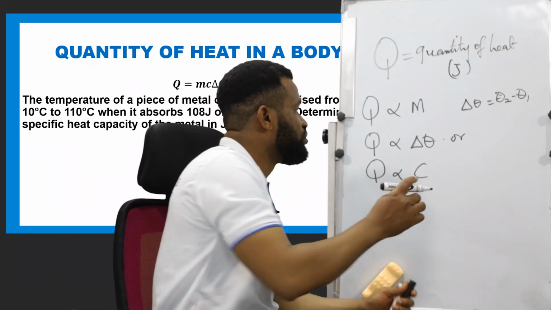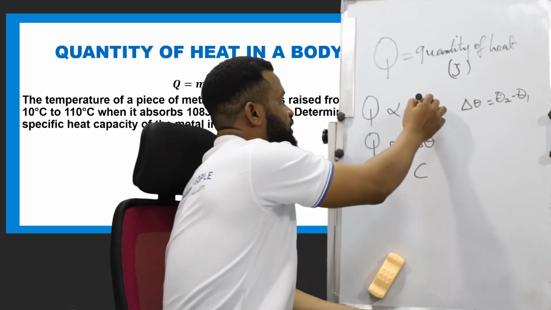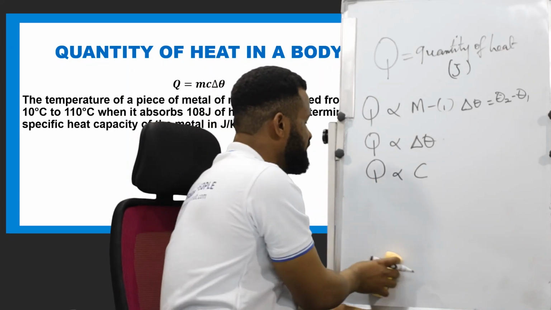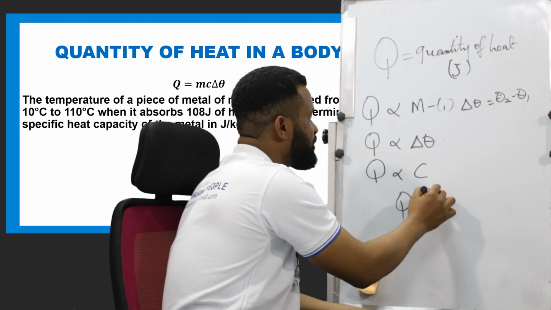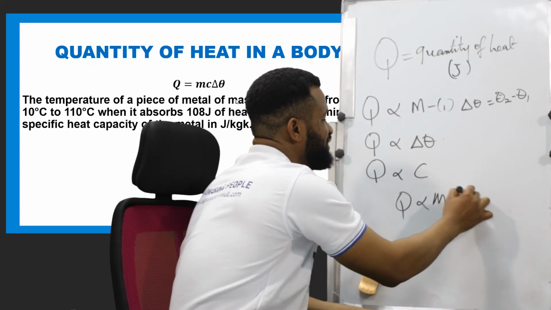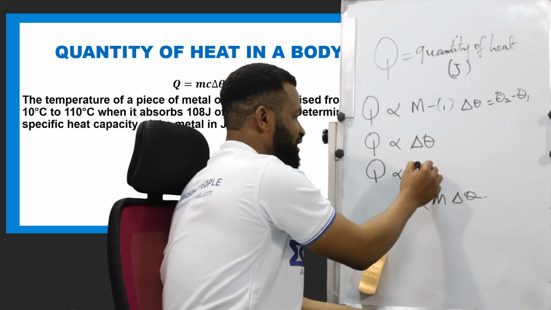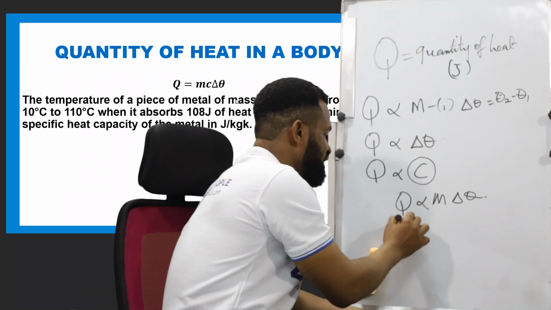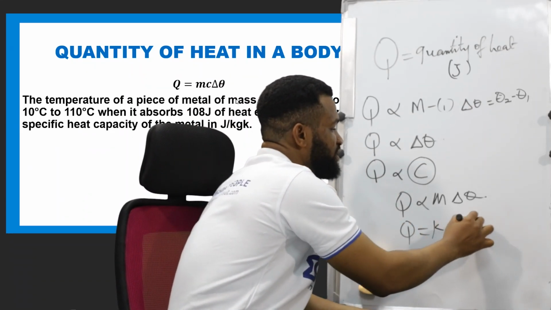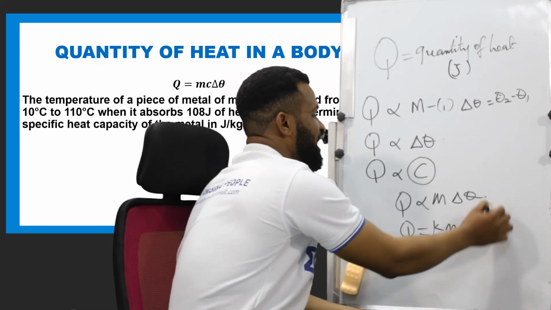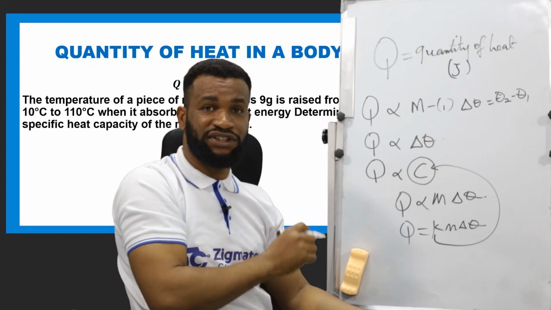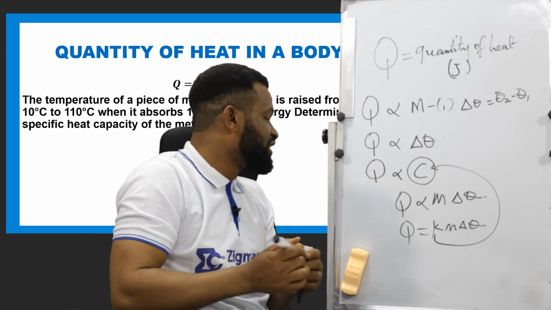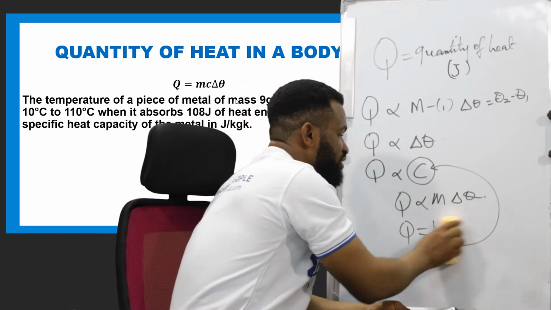So if you apply your mathematical principle, the first statement, second statement, and third statement, we now combine them by saying this is equal to m change in theta, all right? Remember that this c is a constant, and it varies from body to body. So if I do this, I'm going to say that this is equal to k m change in theta, whereby k is the same thing as the c, because it's the constant of proportionality in this expression. And that is what gave birth to the equation you are seeing on the board.